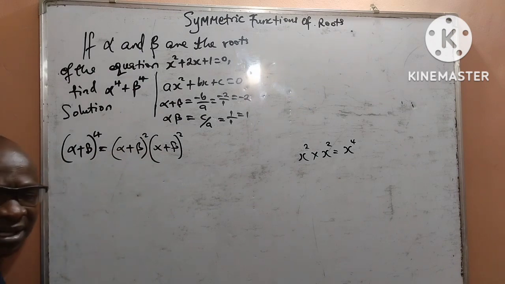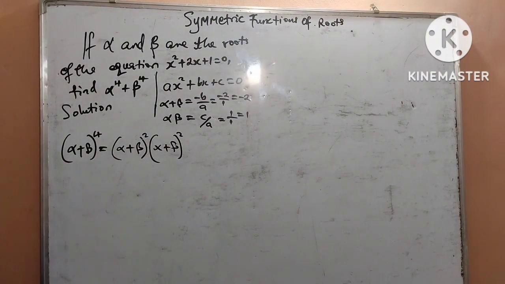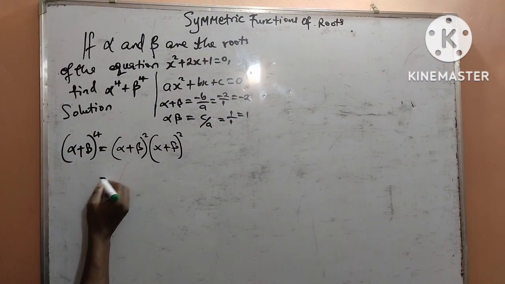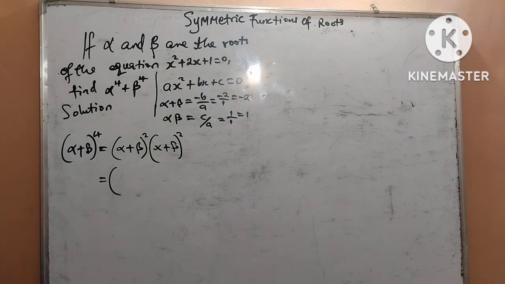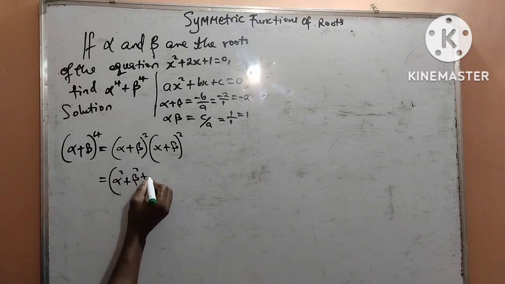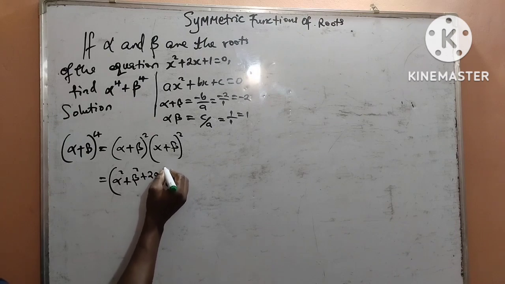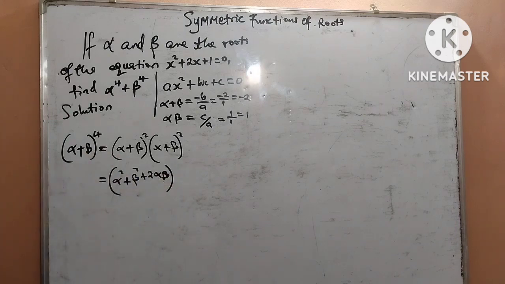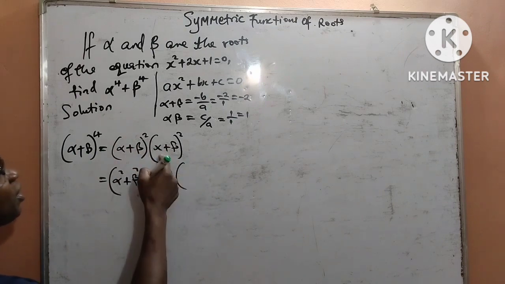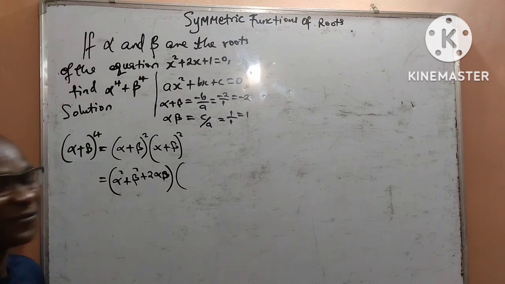And when I do that, I am going to have, expanding the first bracket by law, alpha squared plus beta squared plus 2 alpha beta. That is the expansion of the first bracket. The same thing for the expansion of the second bracket, which is going to be, because they are the same, to power 2. Alright, mass is life.